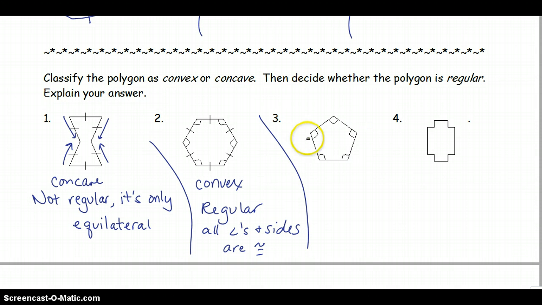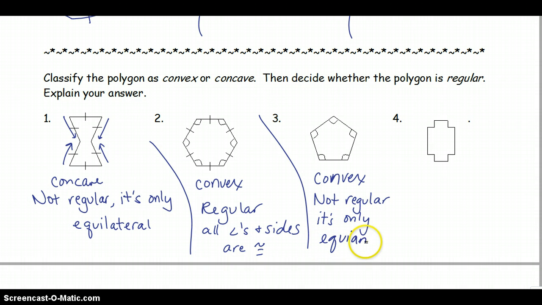Number 3, same kind of shape as number 2. It doesn't cave in, so that's convex. Notice that all the angles are equal, but there aren't any markings on the sides. The sides look like they're all the same, but we don't know that. So this one is not regular. It is only equiangular. Only the angles are equal. So it's only equiangular.